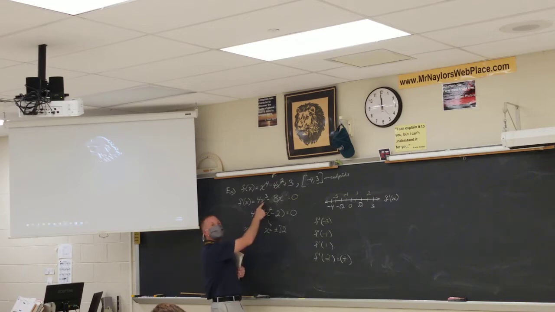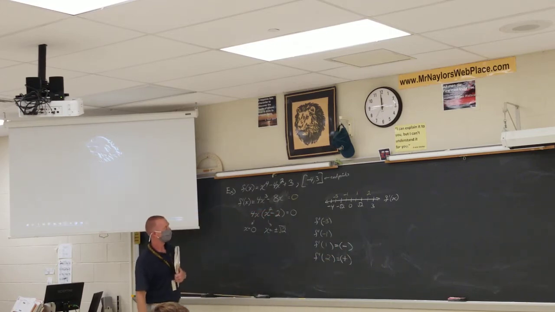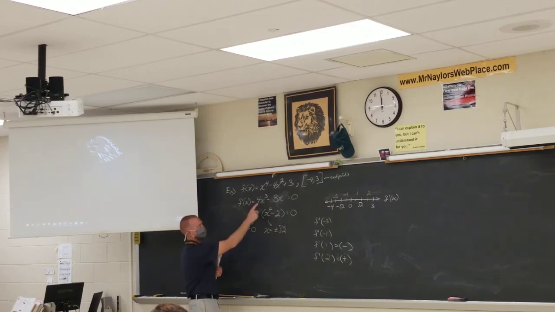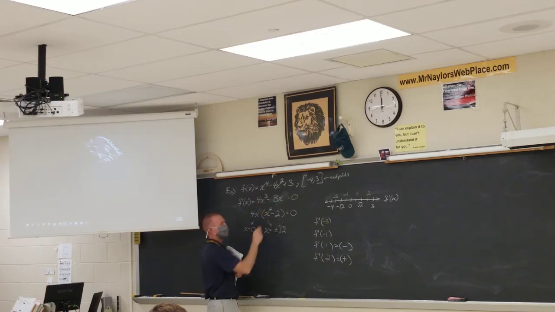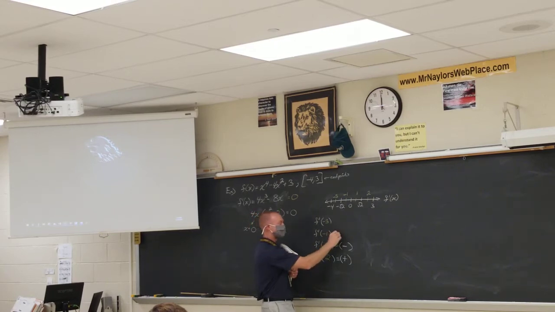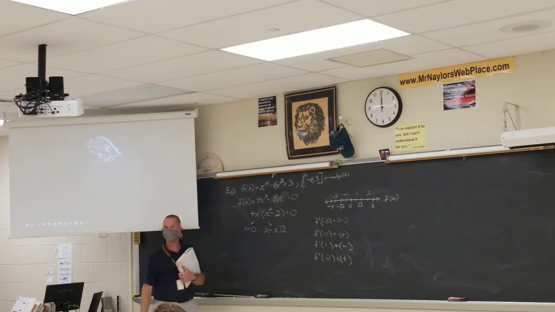Plug in 1. 1 cubed, 4 times 1, minus 8. At least think about one of these. Maybe it's one of them that we already did. Just make sure that your eyes are focused on the derivative. You're plugging into 4x cubed minus 8x. Okay, we end up with a positive here. We end up with a negative here. That is, we end up with a negative slope, a positive slope.